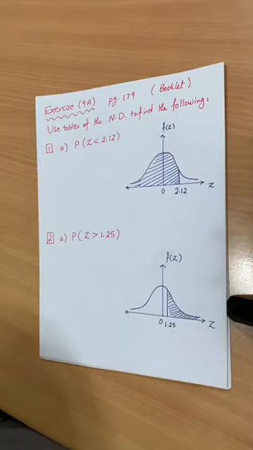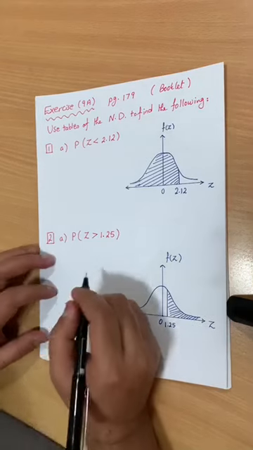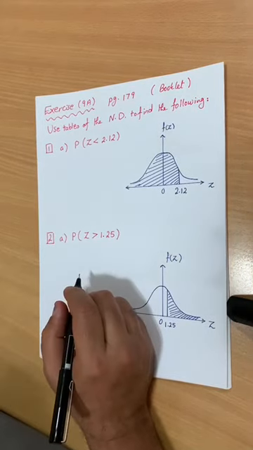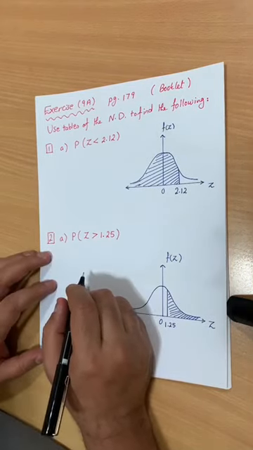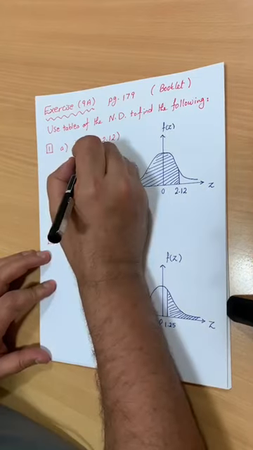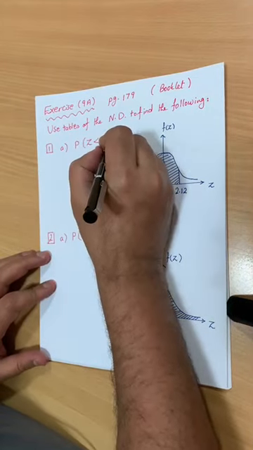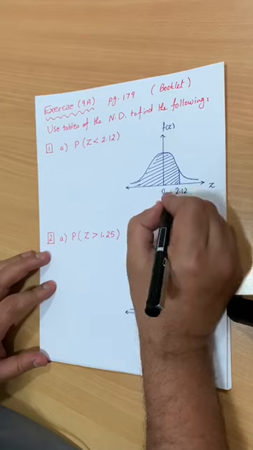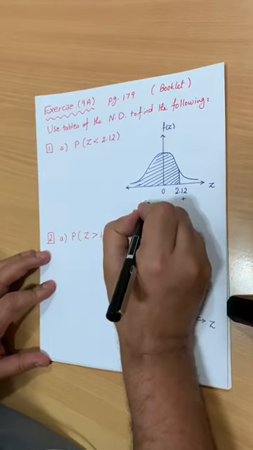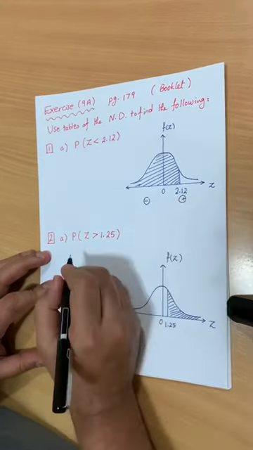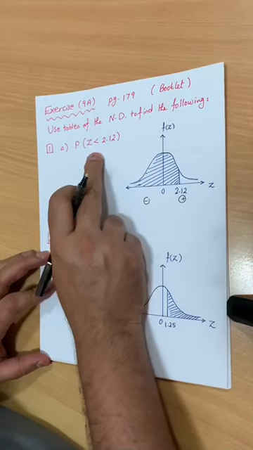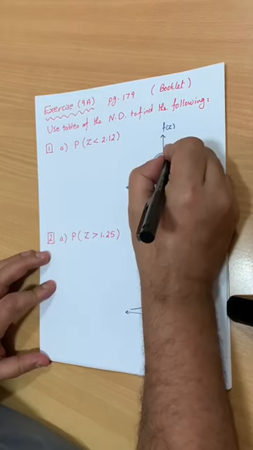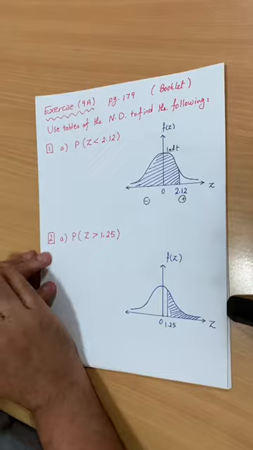Exercise 9a on your booklet, page 179. Use tables of the normal distribution to find the following. Probability of z less than 2.12. 2.12 is a positive value. This is the positive side and this is the negative side. So less than positive, which means left. This is left direction. So you're supposed to use the table value.